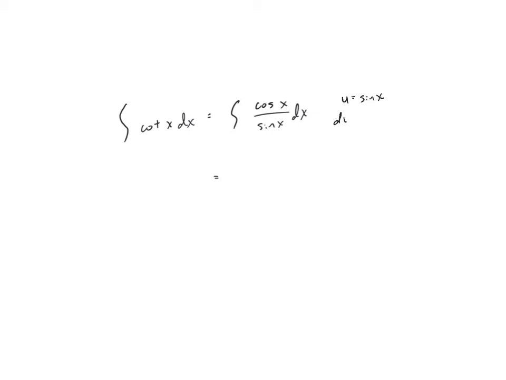U is sine x. Du is cosine x dx. And when we make our substitution, we get the integral of 1 over u du. That is all we're left with after the substitution, and that is equal to the natural log of u plus c. And when we back substitute, that is the natural log of sine x plus our constant c. Cool.